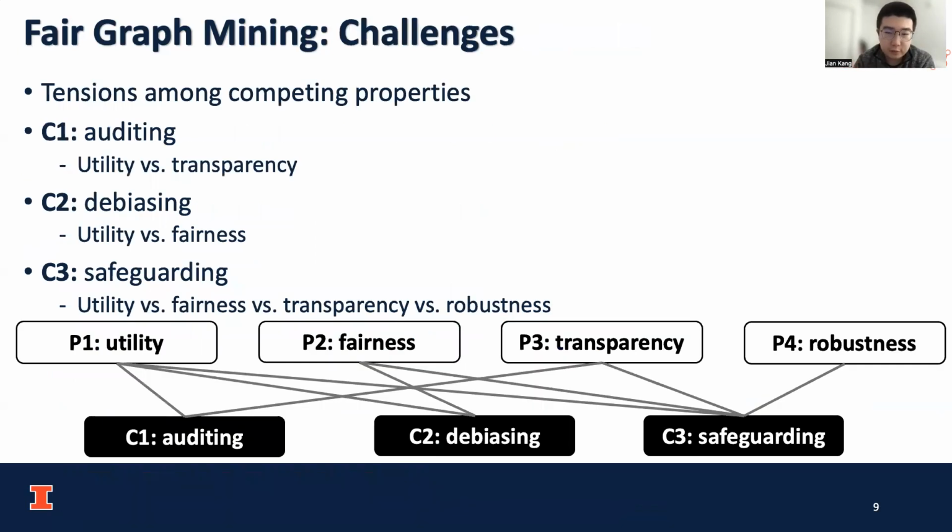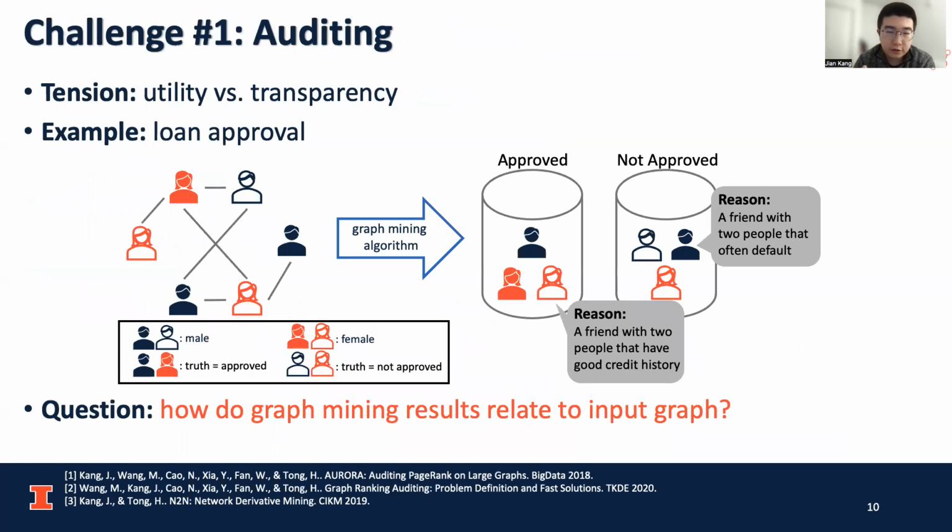And given these four essential properties, the key challenges to ensure these properties naturally lie in the tensions among them. So we believe there are three main challenges, including the auditing challenge, the debiasing challenge, and the safeguarding challenge. So the first challenge is the auditing challenge. It actually considers the tension between the utility and the transparency.